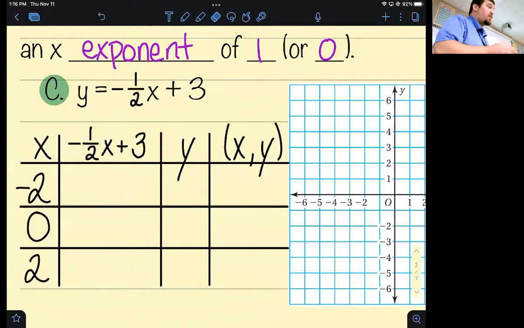All right, so with this one, we know it's linear because of the x exponent being a 1. It's implied it's a 1 because it's not there. So I've changed it up and changed it to -2, 0, and 2. The reason I did that is because you get to choose what values to plug in for x. So you want to choose the easiest ones. What would have happened if I would have plugged in a 1 right there?